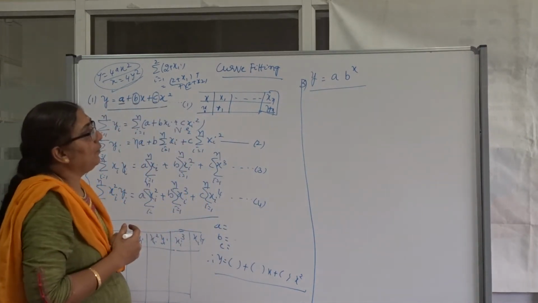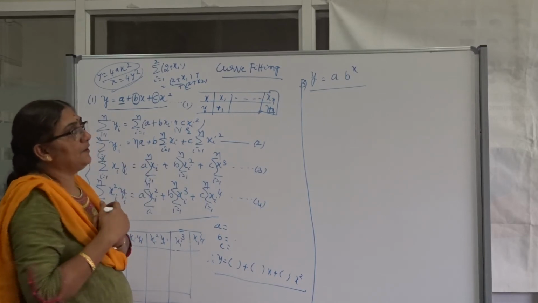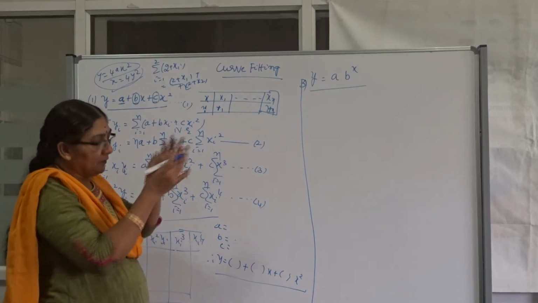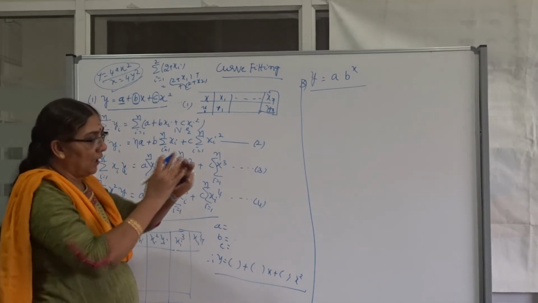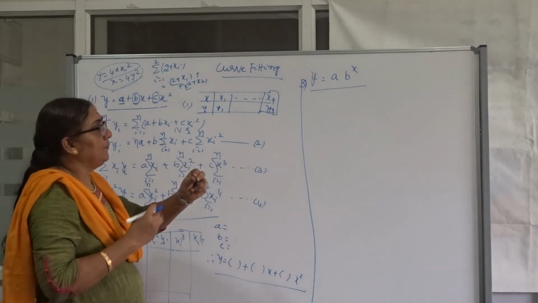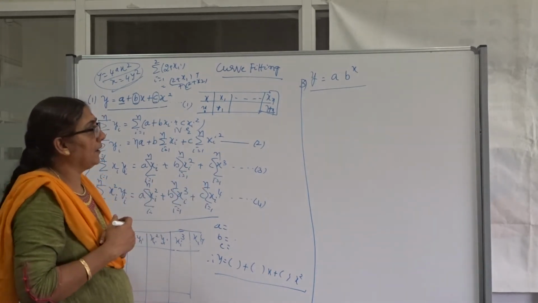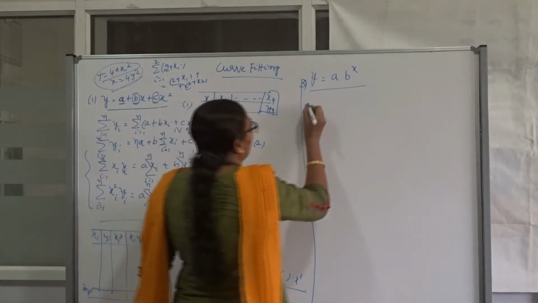Here, what we are going to do is first convert this into the form of linear. First I have to convert it into the form of a polynomial. How to convert? I have to remove the power, meaning I have to convert the power into the form of a product. How to convert? Take log on both sides.